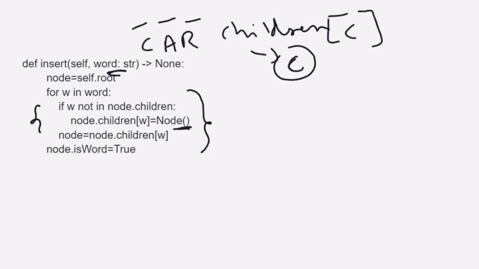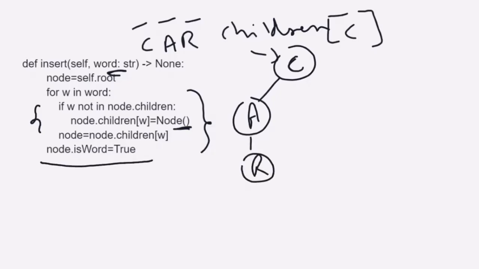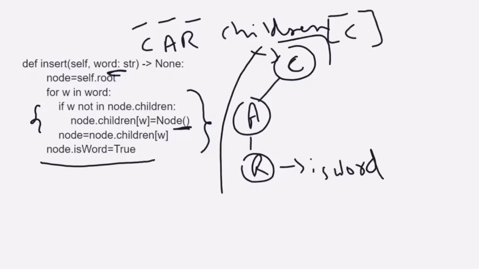So now we will come to A. We will see that it does not exist in C's children, so we will add a new node and point to it. And similarly, the last one we will do for R. And at the end, the most important part, we will mark node.isWord property equal to true. This will simply signify that car is a word.